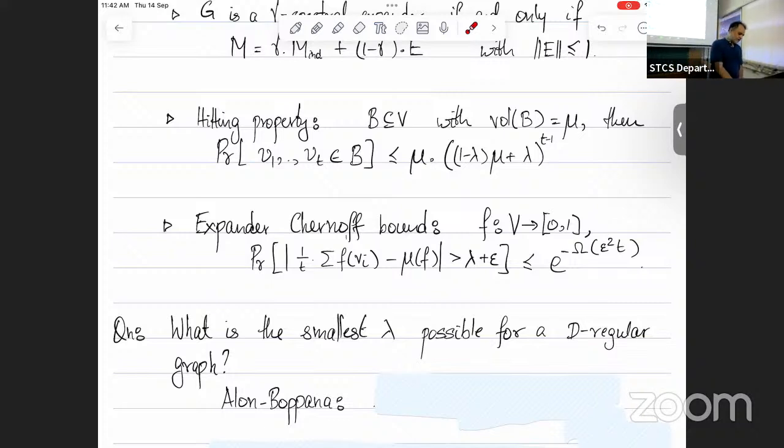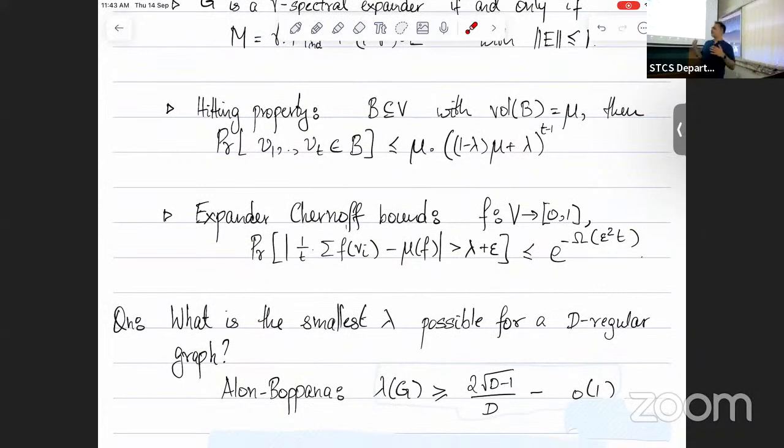Alon and Boppana showed that if you have a d-regular graph, and in fact this is a statement about d-regular graph families, that is, they're thinking of a family of graphs of growing number of vertices, all of which happen to be d-regular. And they want to know the asymptotic behavior of lambda as you go along the family. Alon–Boppana basically says the asymptotic behavior will be at least as large as something like 2 over square root d, if you ignore all of these other terms.